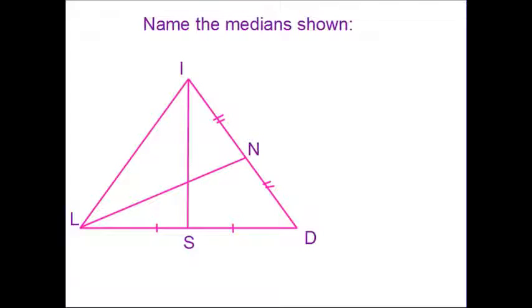Okay, so let's check real quick for understanding. I want you to name the medians that are shown. Press pause, look at the picture, and let's see if you can name the medians. Okay, we have two medians in these pictures. One median is going to be segment IS. The second segment that's a median is going to be segment LN. Those are going to be the two medians because on both we have congruency formed.